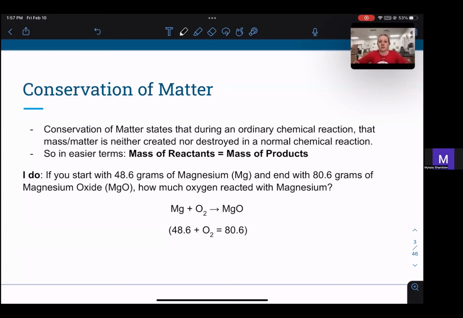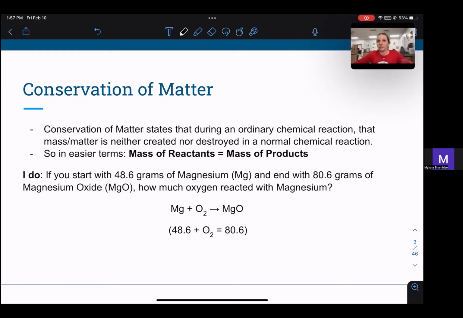Now, why does conservation of matter actually matter to us in the real world, and how are we going to be using it in this unit? So conservation of matter helps us to figure out if we have this much to start with, how much should we expect to end with, right? And so that's kind of what we're using it with this.